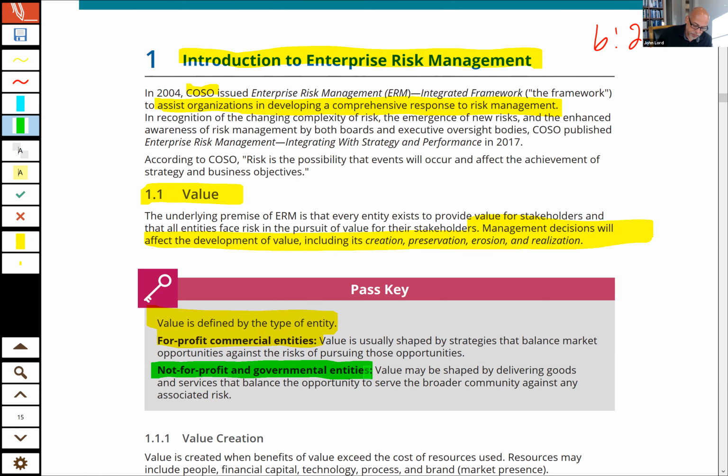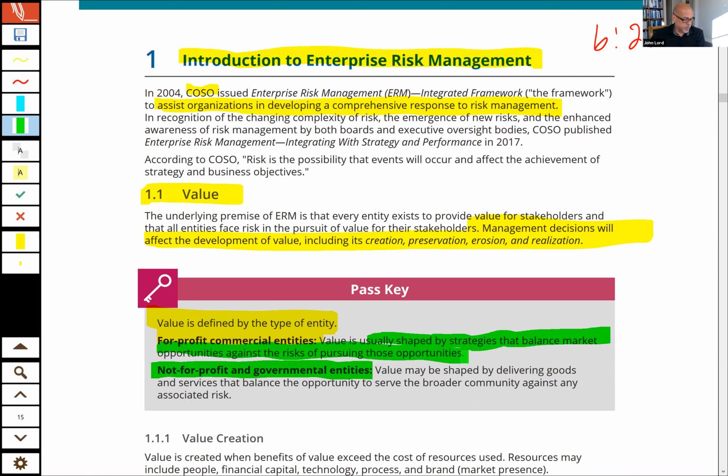And so they tell us for a for-profit, value may be shaped by strategies that balance market opportunities against the risk of pursuing those opportunities. So an example there might be what?